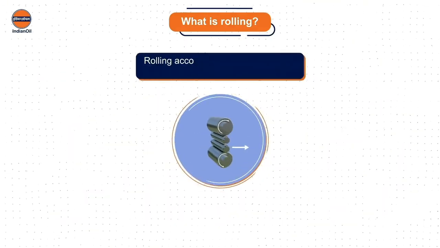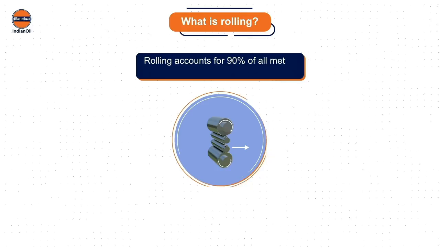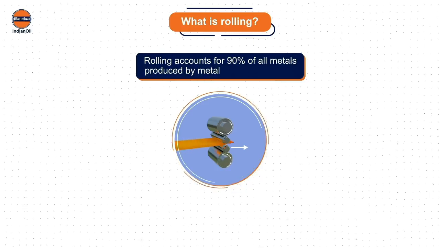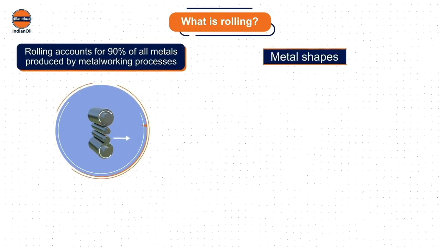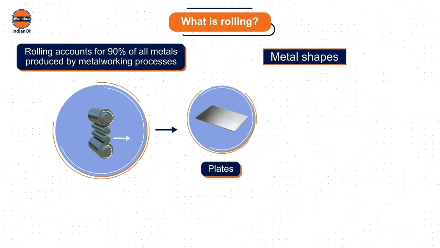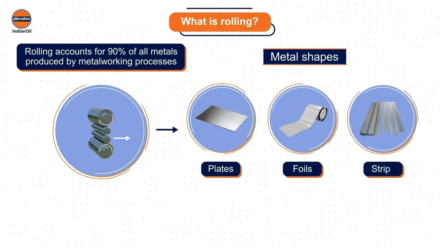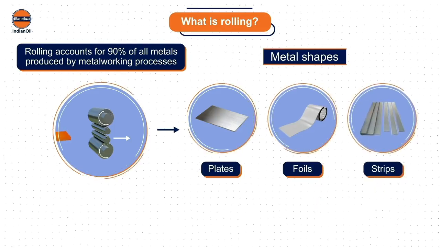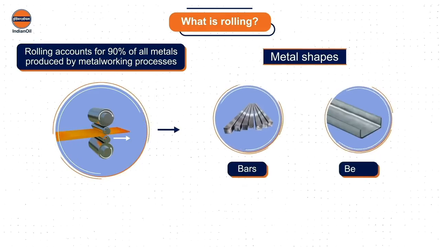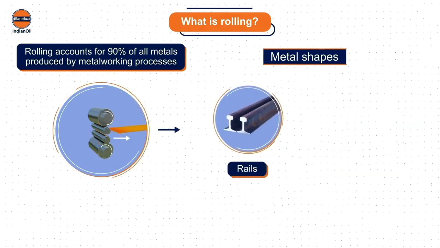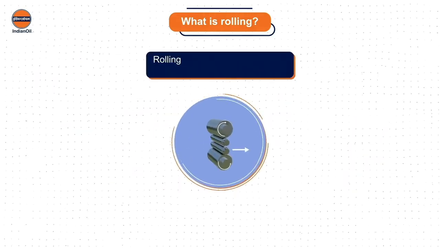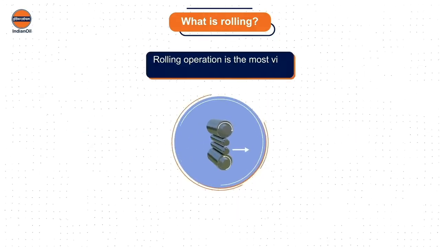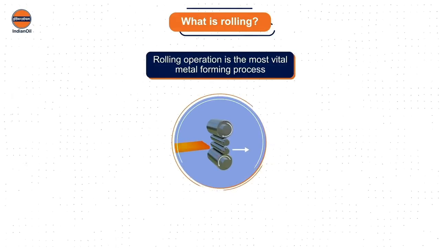Rolling accounts for 90% of all metals produced by metalworking processes. These desired metal shapes include plates, foils, strips, and various sections such as bars, beams, rails, and pipes. Hence, rolling operation is the most vital metal forming process.